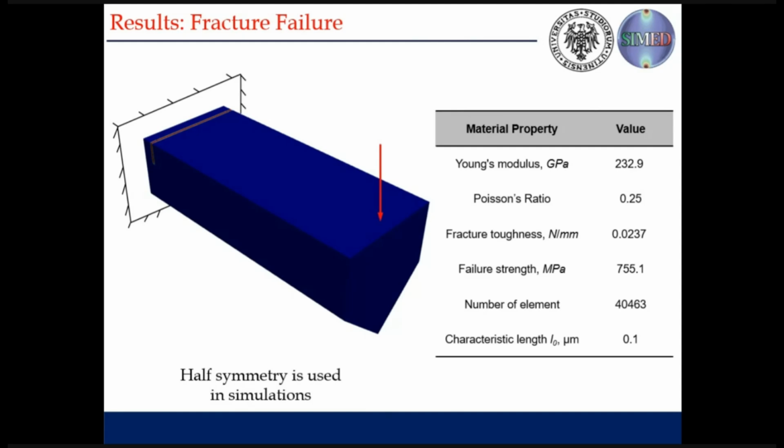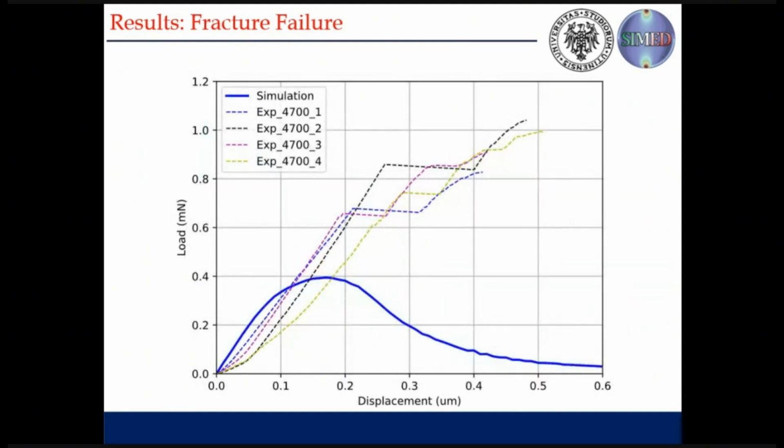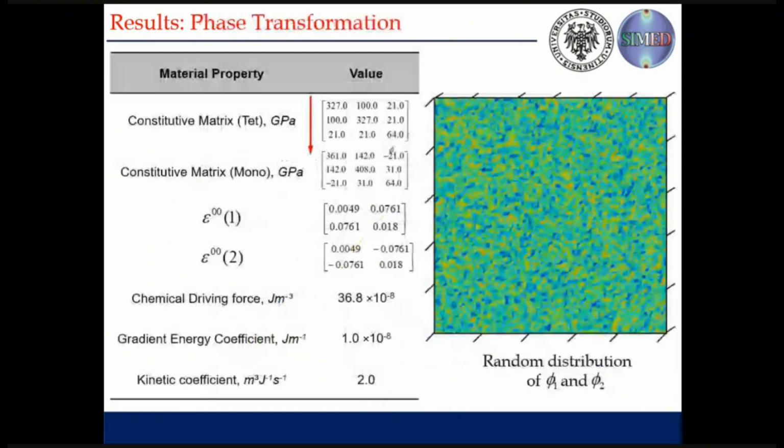Here we are lucky, we can use the half symmetry. So we perform this simulation, and as you can see here with the phase field, we have the crack evolution. And if we plot the load displacement with this simulation and compare it with the experiments, we can say it's not in agreement, because the toughening mechanism that we obtained in the phase transformation is not accommodated in the earlier simulation. So to do that, first we need to perform the phase transformation.